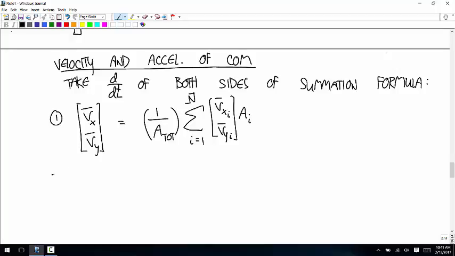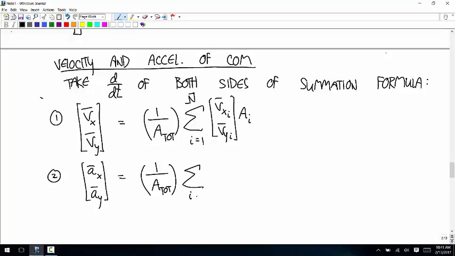And then acceleration looks just the same. 1 over the total area times the sum of the accelerations of the individual centroids times the individual areas.